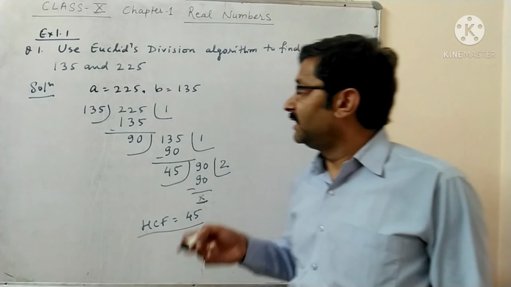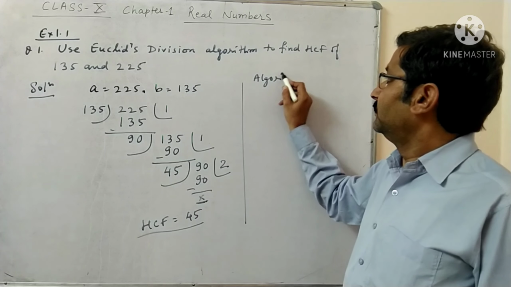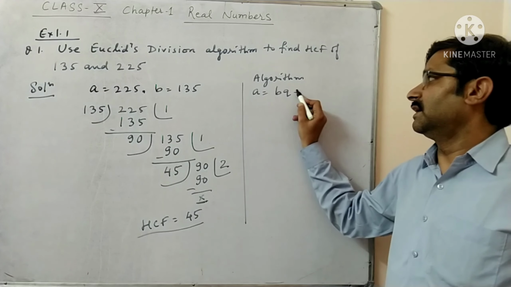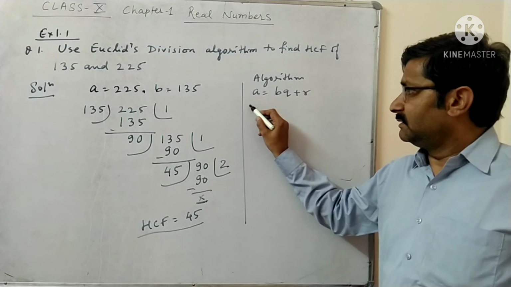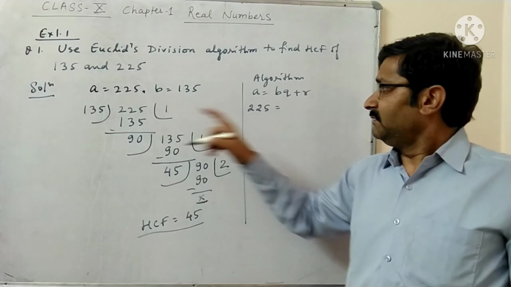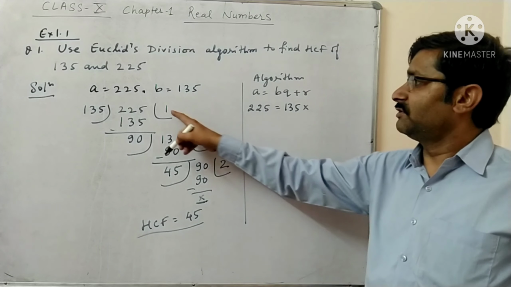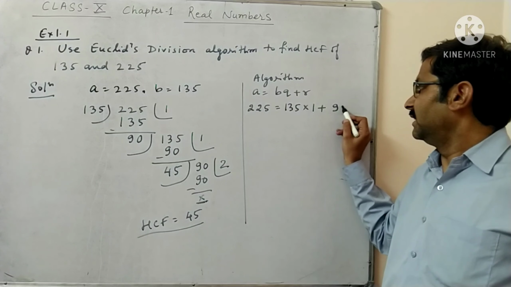Now how do we write the algorithm? We have to write the algorithm for these. We will write A = BQ + R. A is 225 at the start, and B is 135. Q, the quotient, is 1 and the remainder is 90.